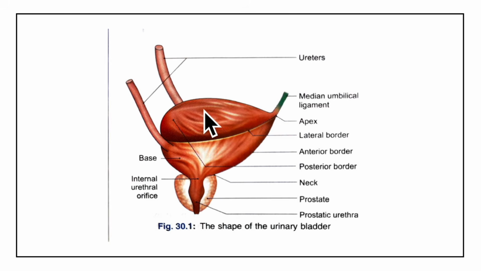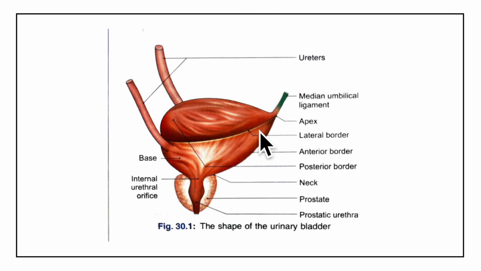Now looking at the relations of the superior surface of the urinary bladder, in males it is completely covered by peritoneum and it is in contact with the sigmoid colon and coils of the terminal ileum. In females, it is greatly covered by peritoneum except for a small area near the posterior border, which is related to the supravaginal part of the uterine cervix.